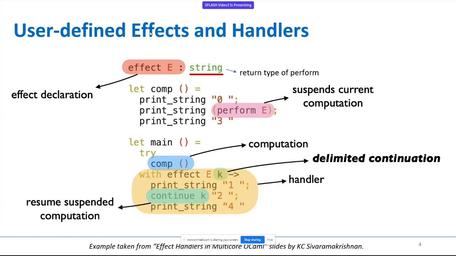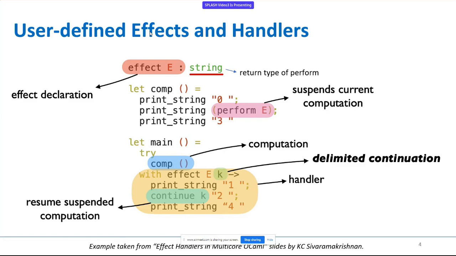In this example, the type is string, and it agrees with what is expected by print string on the perform line. Next, we have the handler, which wraps comp. It has one extra argument k, which is a continuation, and you can think of this as an evaluation context with a hole where the perform would be. And we can fill in the hole by providing a value and invoking continue.